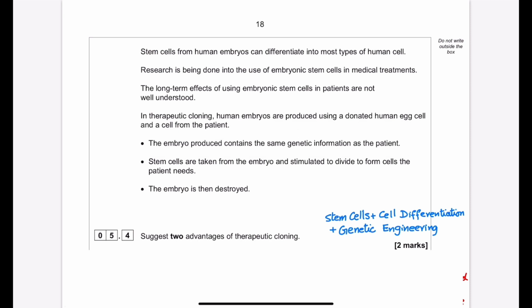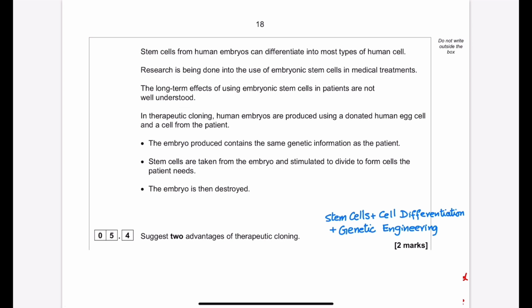Before 5.4, a lot of information is given: stem cells from human embryos can differentiate into most types of human cell. Human embryos are given here, and they can differentiate into human cells. Research is being done into the use of embryonic stem cells in medical treatment. The long-term effects of using embryonic stem cells in a patient are not well understood.